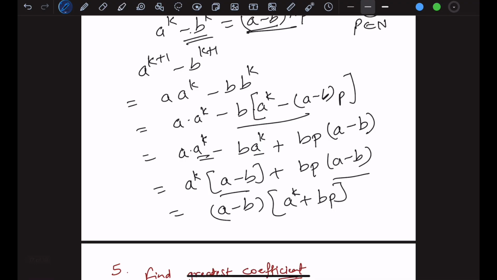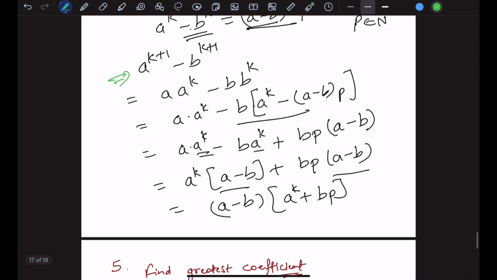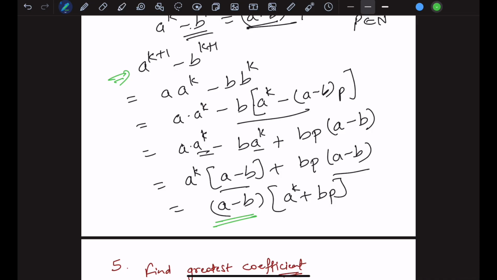So we started with this term here, which is a to the power k plus 1 minus b to the power k plus 1. And what we have now is (a minus b) into some terms. That means this is a multiple of a minus b. This is what we had to prove. Okay.